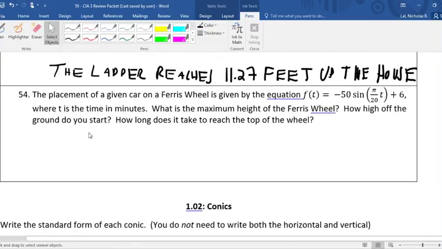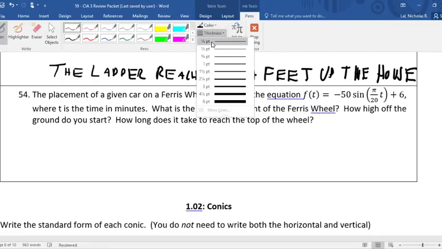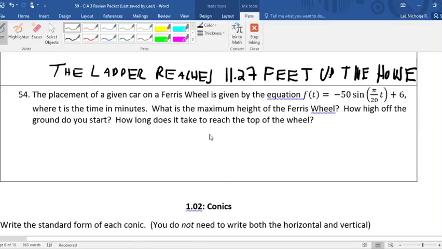Alright. The placement of a given car on a Ferris wheel is given by the equation f of t is equal to negative 50 times the sine of pi over 20 t plus 6, where t is the time in minutes. What is the maximum height of the Ferris wheel? How high off of the ground do you start? How long does it take to reach the top of the wheel?